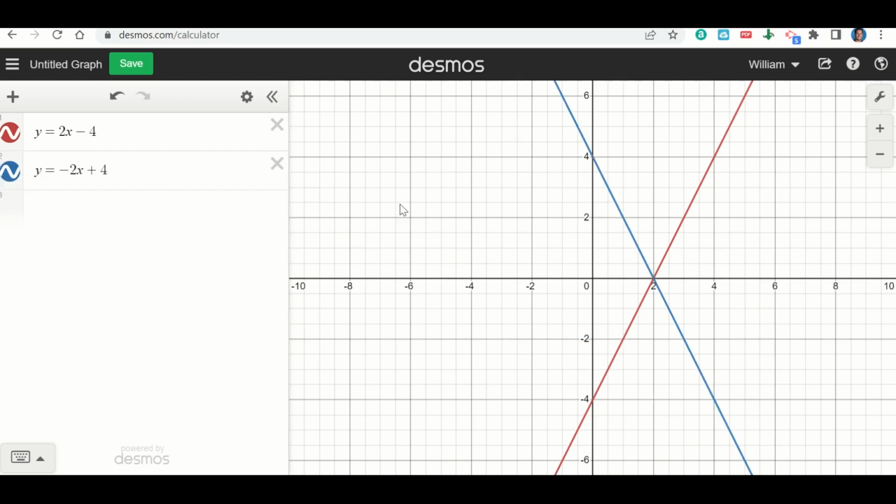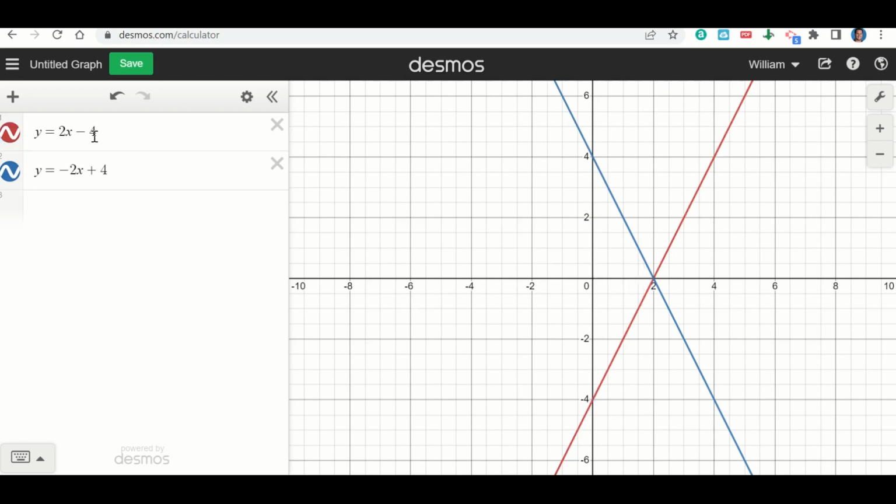So there's my two lines, and if I go to where the two lines intersect and click on it, I can see that it gives me the coordinates of exactly where the two lines intersect. They intersect at x equals 2 and y equals 0. So this would be the solution to my system of equations.